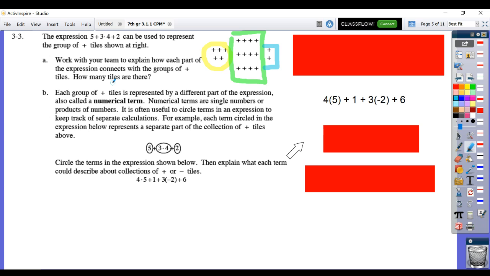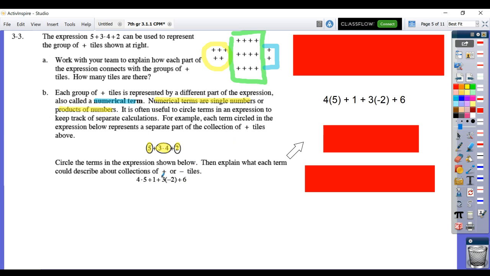And then they remind you that each group of positive tiles could be represented by a different part of the expression, which is called a numerical term. A numerical term means single numbers or product of numbers. Okay, and they remind you that it's often useful to circle terms in an expression to keep track of separate calculations. So if you had this, 5 plus 3 times 4 plus 2, 5 would be its own individual term, 3 times 4 is a term, and 2 is a term. Because again, numerical terms are single numbers like the 5 and the 2, or a product of numbers like 3 times 4. Product, remember, means when you multiply.